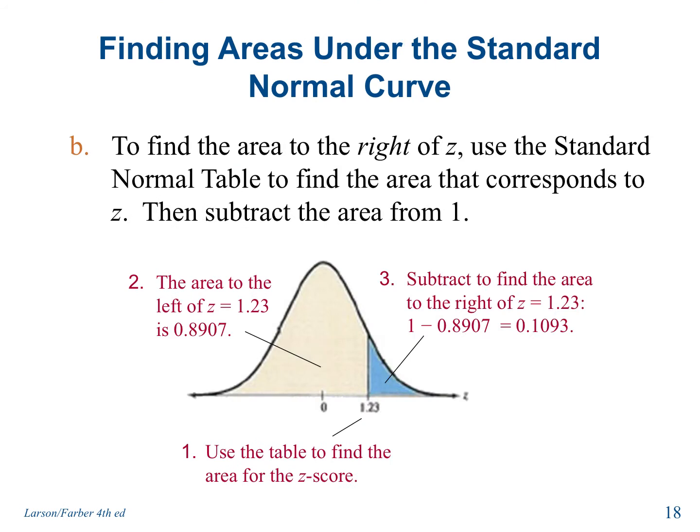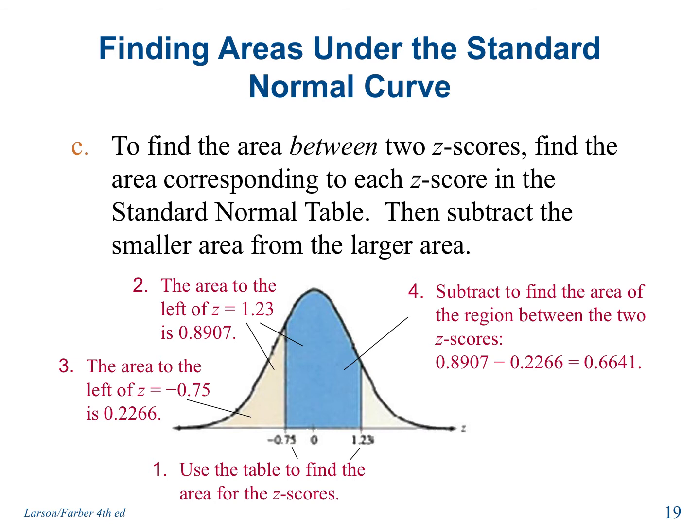0.1093 would be the area to the right of a z-score of 1.23. Notice that on this slide, that is exactly what they did. The next follow-up question was to find the area to the right of 1.23. So they subtracted the area to the left of 1.23 from 1. They subtracted 0.8907 from 1 to get an area of 0.1093.